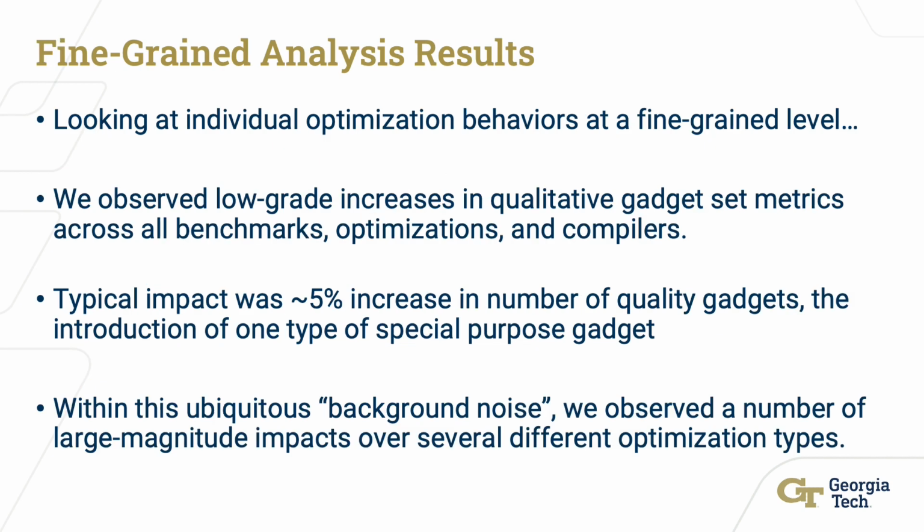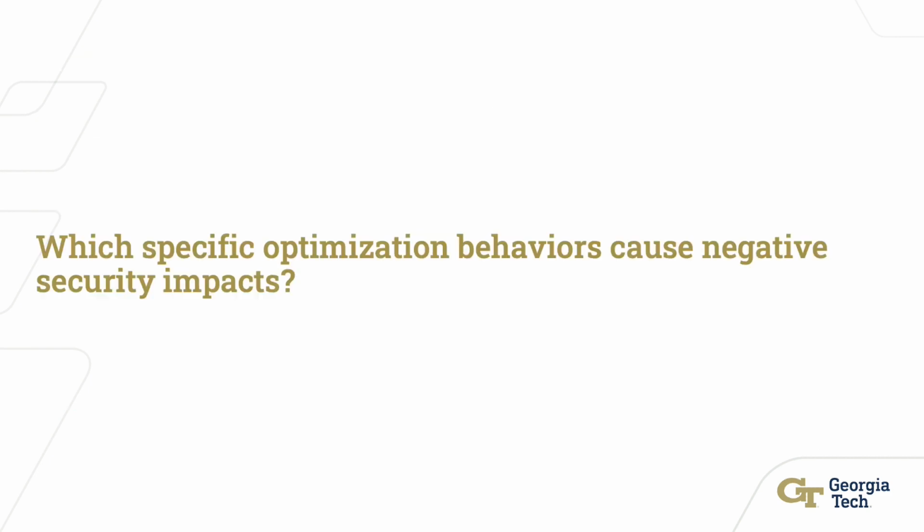When we examined our fine-grained variants, we observed low-grade increases across all of our qualitative gadget set metrics, across all benchmarks, optimizations, and compilers. This manifested typically as an approximate 5% increase in the number of quality gadgets, small increases in gadget set quality, and the introduction of one type of special purpose gadget or less. Within this ubiquitous background noise, we also observed a number of large magnitude impacts over several different optimization types.